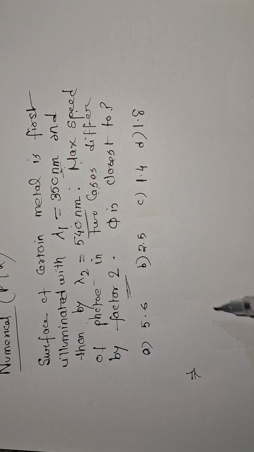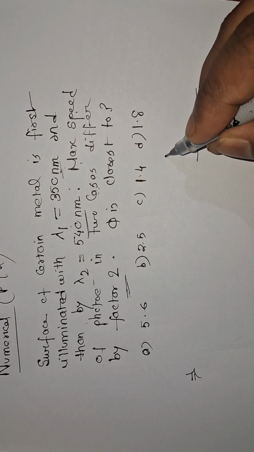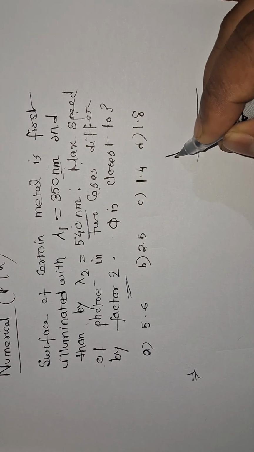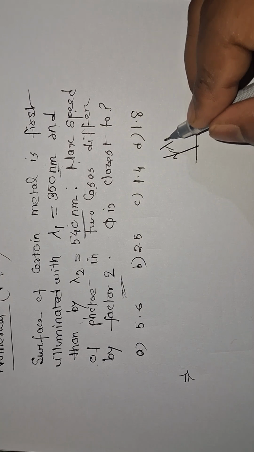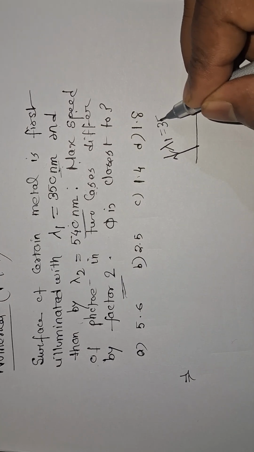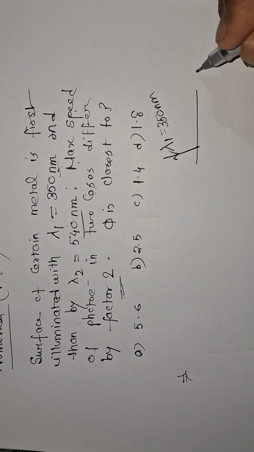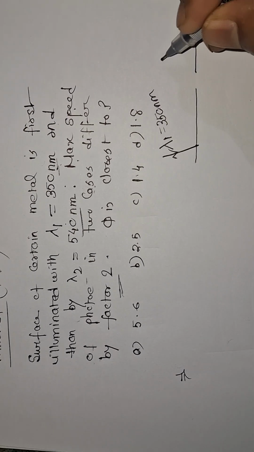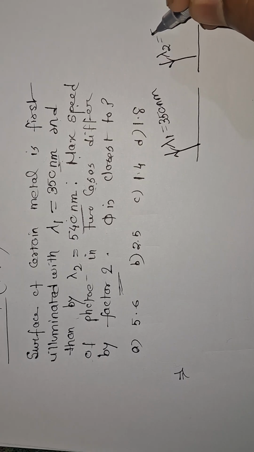In this question, we have a metal surface, and on this metal surface I have made incident light of wavelength lambda 1 having a value of 350 nanometer. And in the second case, for the same metal, we have made incident another wavelength lambda 2 of value 540 nanometer.